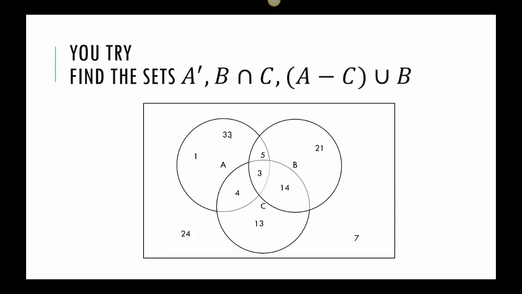All right, so let's give it a check. So first, let's start with A complement. So I'm looking outside of A. So I see I have a 7, 13, 14, 21, and 24.